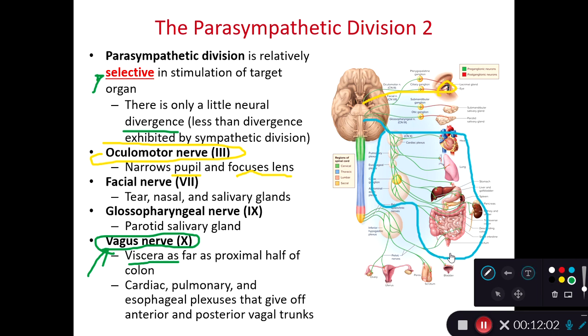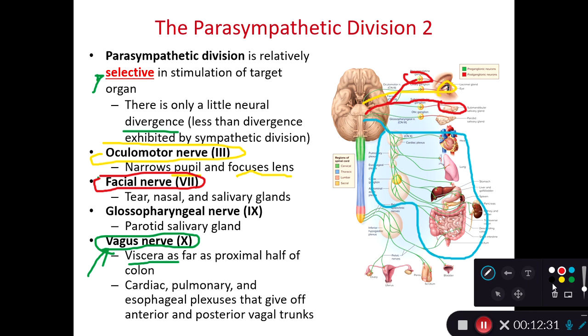As we look at our facial nerve, and I'll go with red for the facial nerve, cranial nerve number 7, our facial nerve is going to focus on secretions. So as we're looking at that nerve, it's going to send signals to the submandibular salivary gland. It's also going to send signals to the eye to control the production of tears.